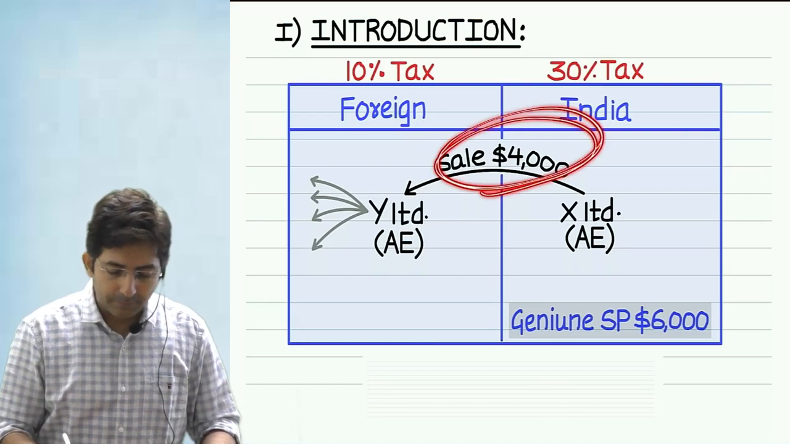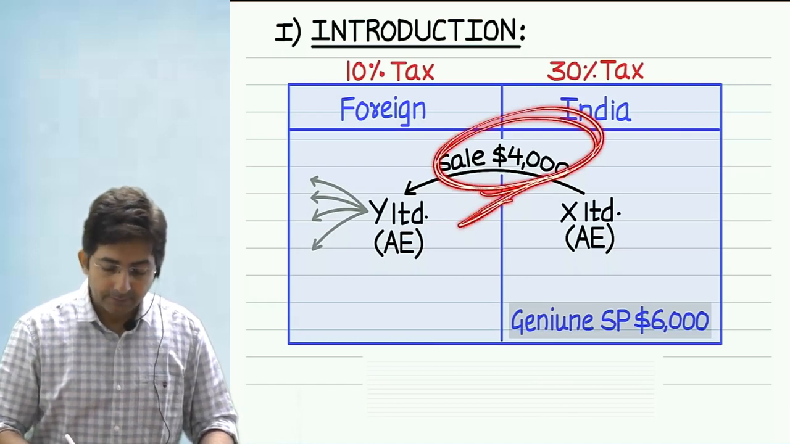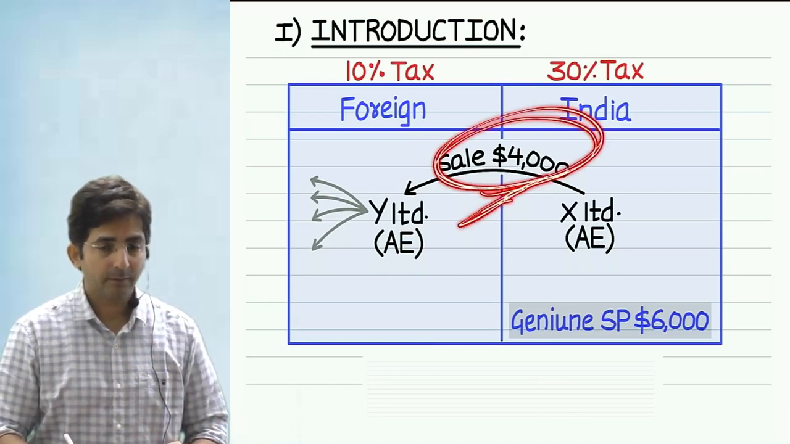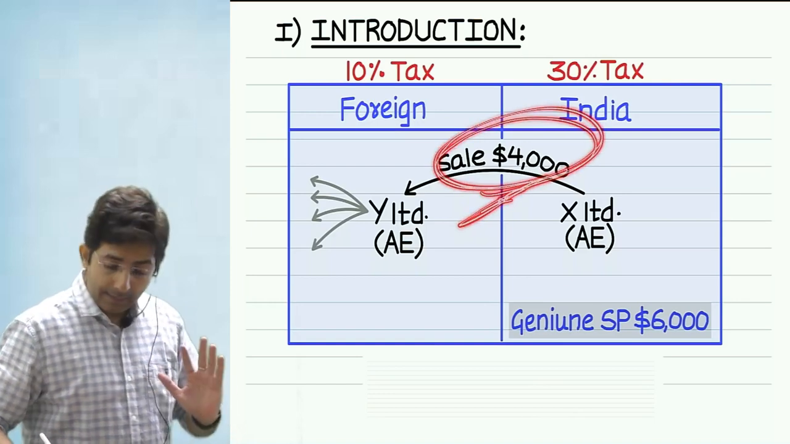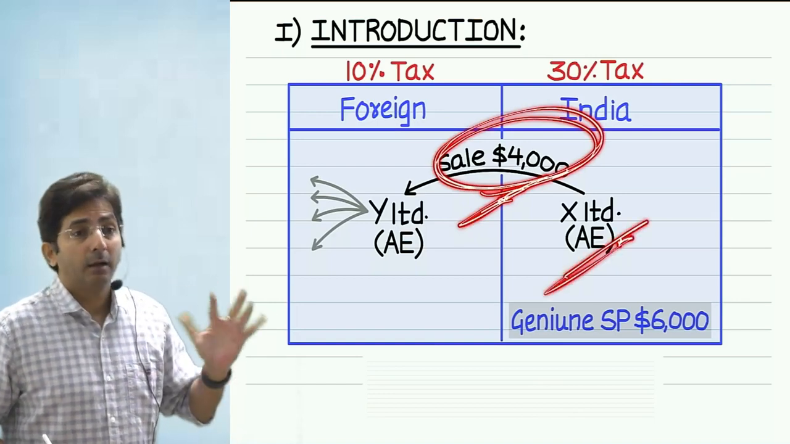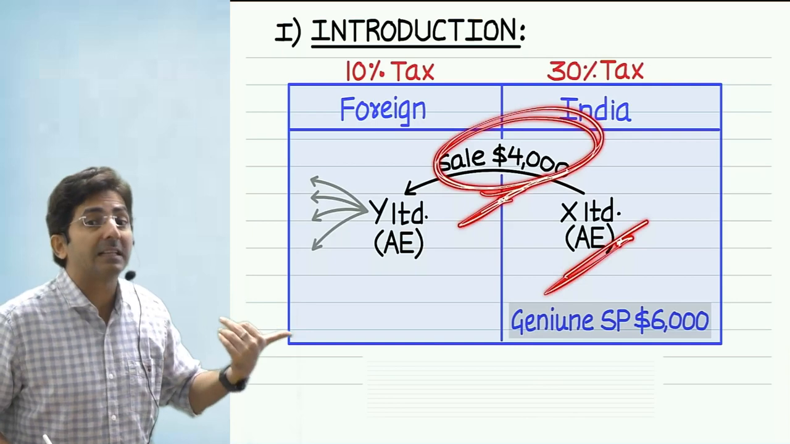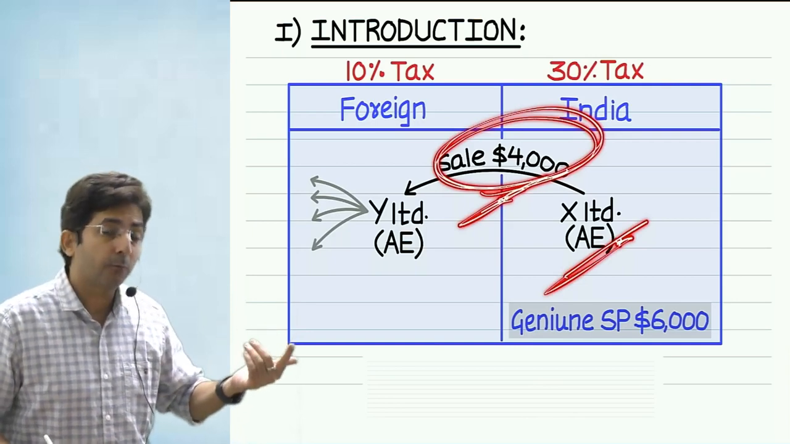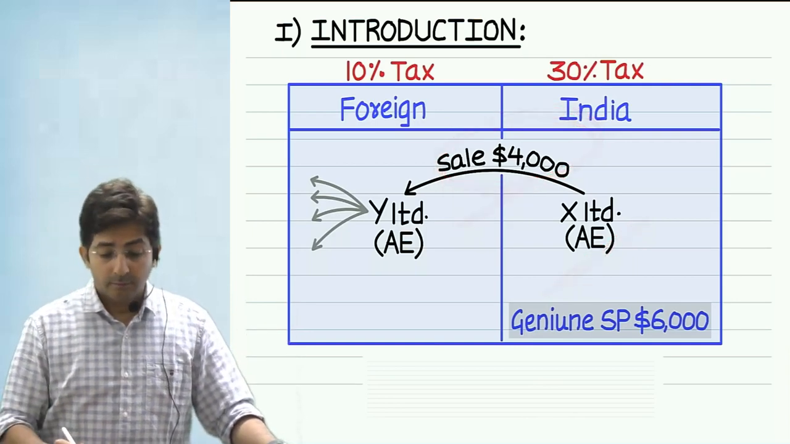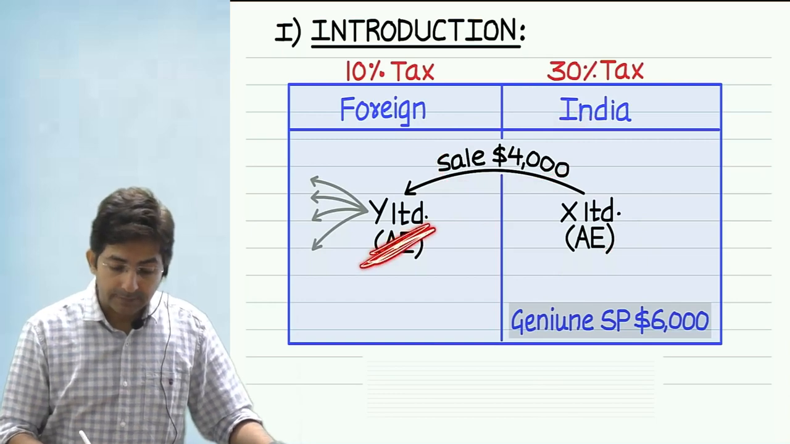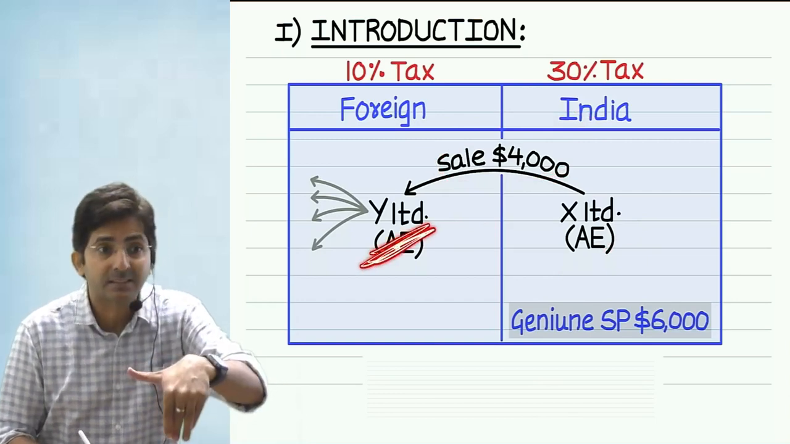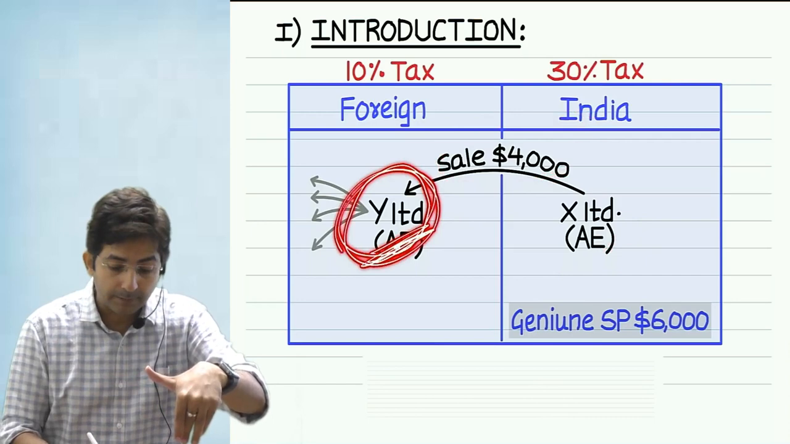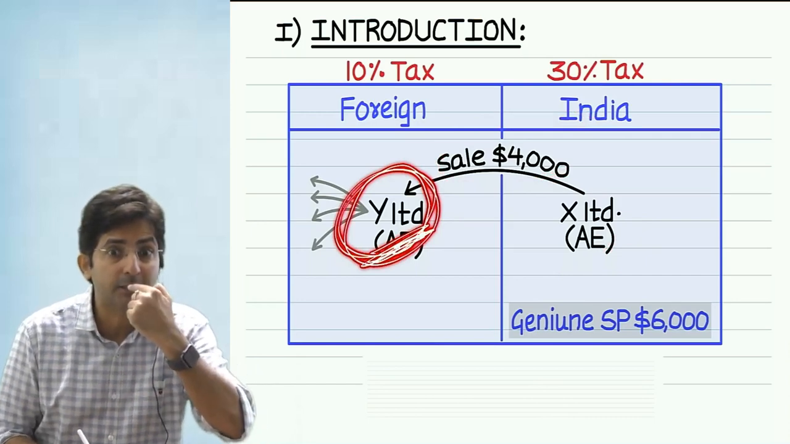For X Limited, this is a sale. Complete my sentence. For X Limited, it is a sale. For X Limited, it is an income transaction. But for Y Limited, this sale is a purchase. And for Y Limited, purchases are an expenditure.